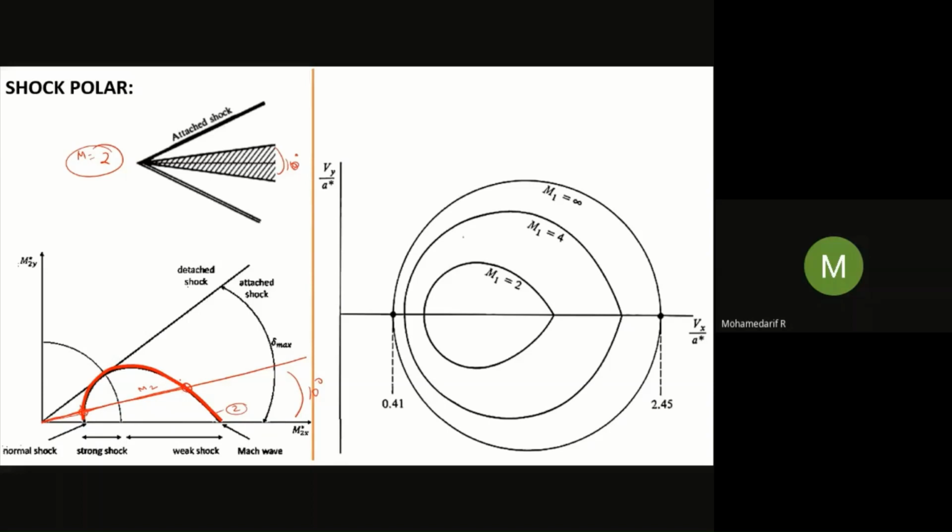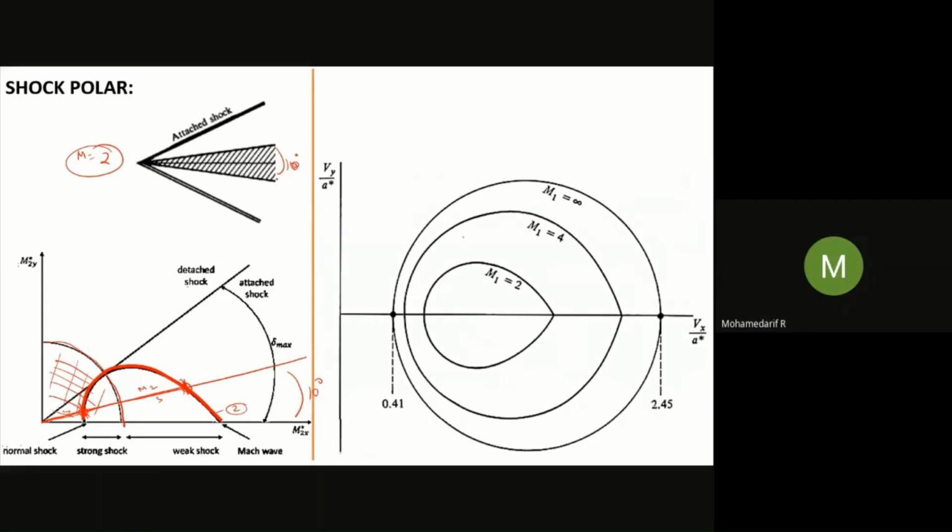And here I am getting M2. This is subsonic, this is supersonic. You know, subsonic means strong solution. This is the sonic line; below that, we will get the strong solution. It is omitted, so only this intersection point you have to take.